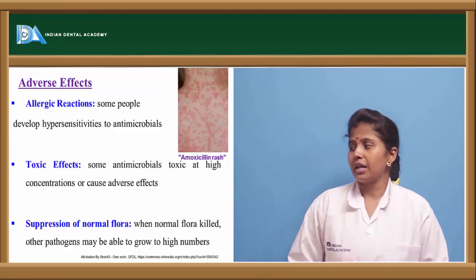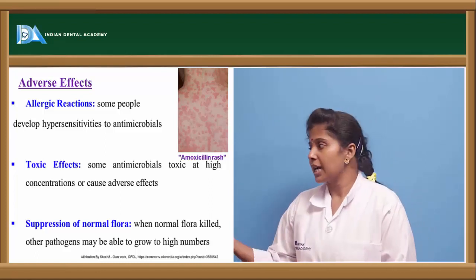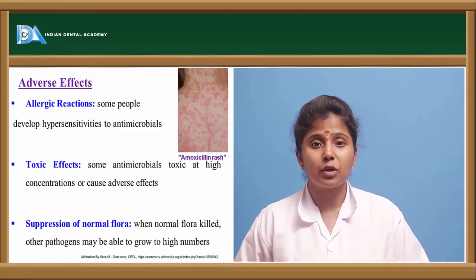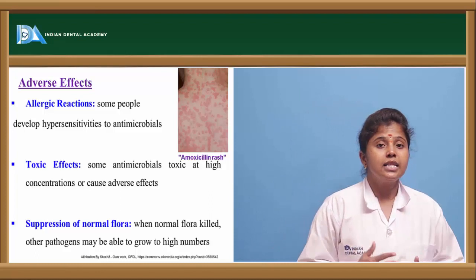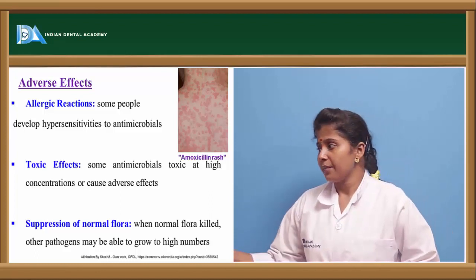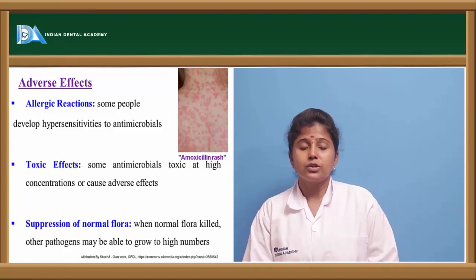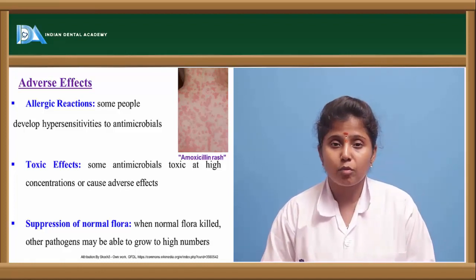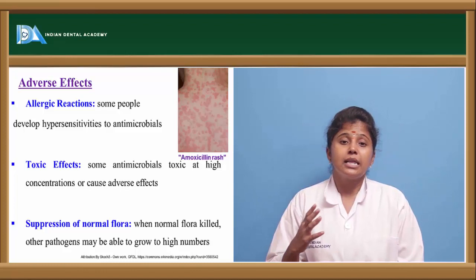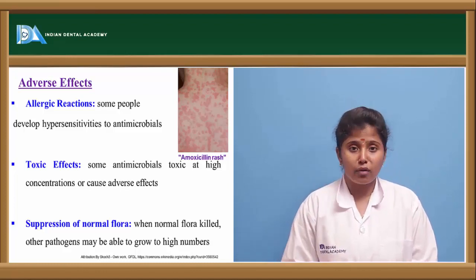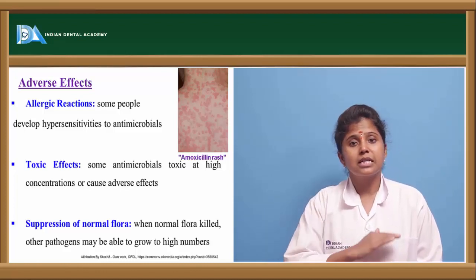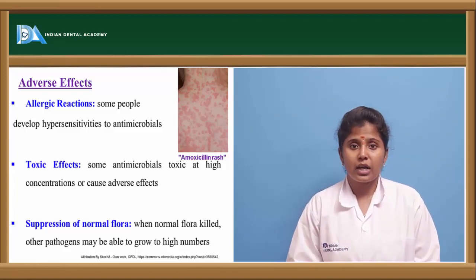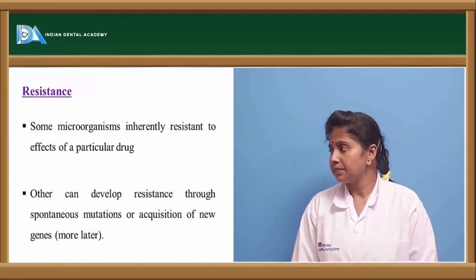And toxic effects. Some antimicrobials have toxic effects at higher concentrations. If we give these antibiotics at higher concentrations, they may produce adverse effects. And suppression of normal flora. These antibiotics even kill the normal bacteria which are present in our body. In our intestine there is bacterial flora which is useful for the body. These antibiotics even kill the normal flora, thereby the infection-causing microorganisms will develop easily.